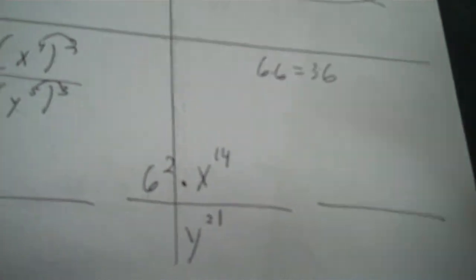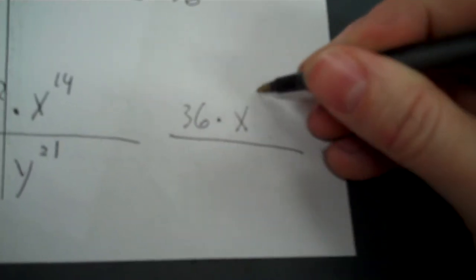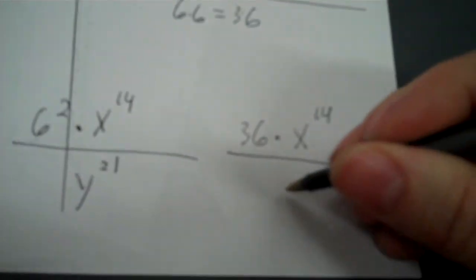Now you have a y here. Do you have a y on top? You don't, so you can't cross it out. Okay? You can't cancel it. There's no cancellation here. So just bring everything over. And we can find what 6 to the 2nd is, and that's 36. Y to the 21st.